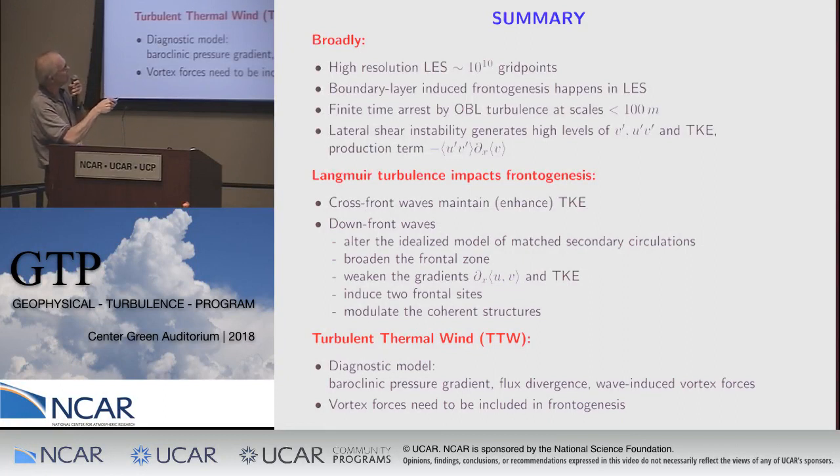With cross-front ones, we actually enhance the TKE. Down-front waves really alter the notion of how secondary circulations and the idealization of how filament frontogenesis works in the water. They make the frontal zone broad and weaken these gradients. We found two frontal sites. They greatly changed the coherent structures in the flow.